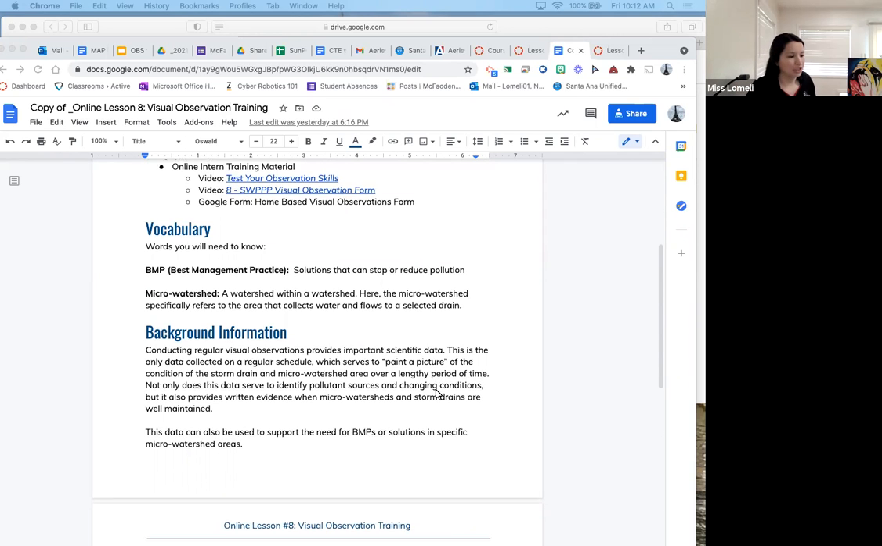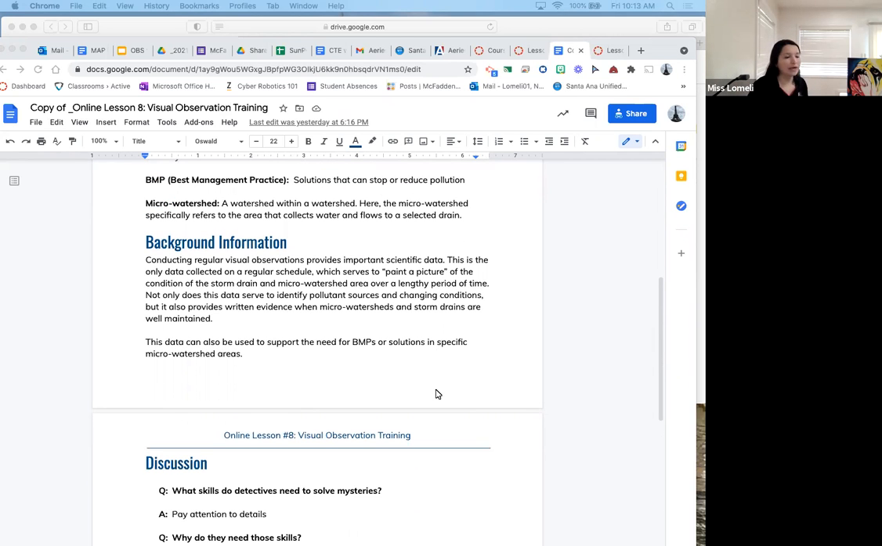Okay, background information. Conducting regular visual observation provides important scientific data. This is the only data collected on a regular schedule, which serves to paint a picture of the conditions of the storm drain and micro watershed area over a lengthy period of time.